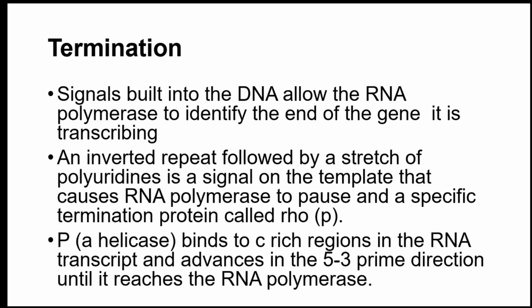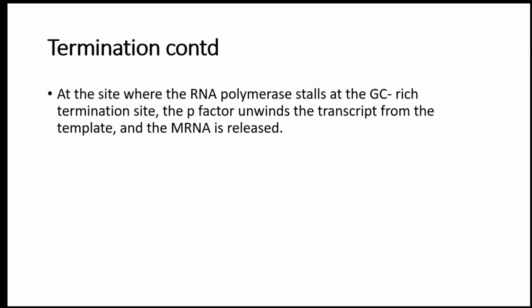The moment it reaches the RNA polymerase, what happens next? We are going to see that the RNA polymerase is going to stall. Stalling is more like becoming extremely slow. It's wasting its time. That is basically the meaning of stall. And it stalls at the GC region, which is also the termination site.